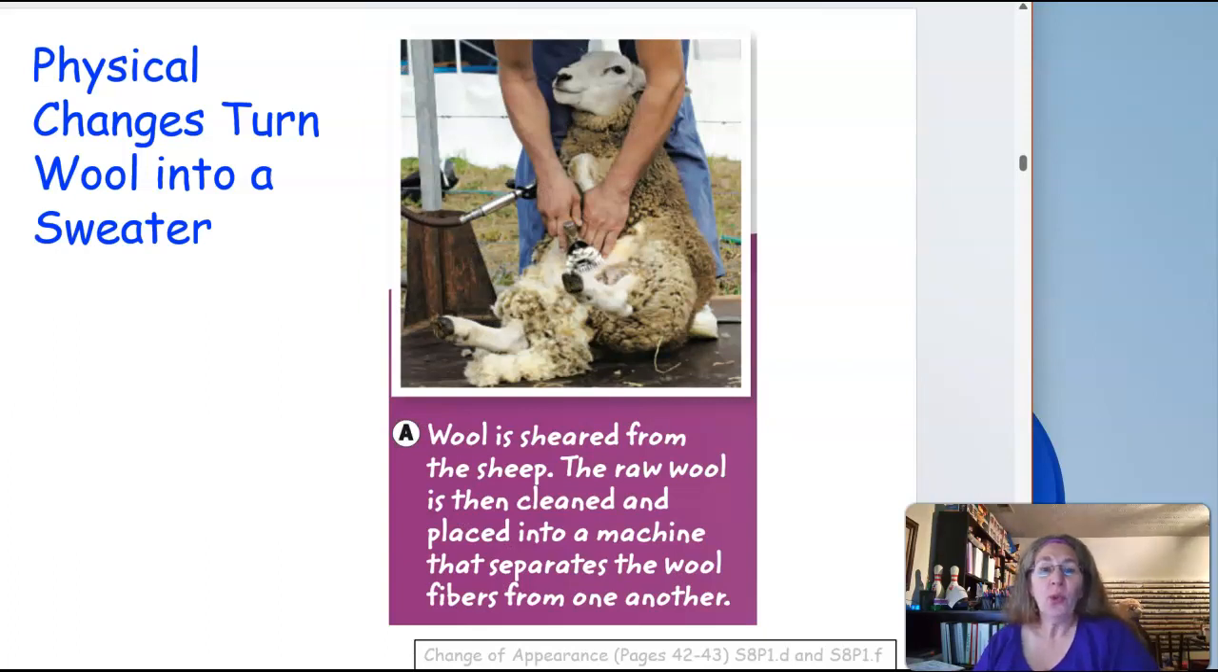So first, the wool is sheared off of the animal. That wool is put into a cleaner, and that cleaner also separates the wool from the different fibers. It also takes out all the dirt that might be in the wool, or twigs, or anything else that's trapped in the wool.